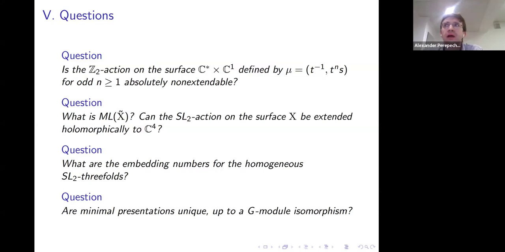Maybe an observation: this Z2 action defined by t to the power -1, t to the power n s, the first question, it looks like it comes from the Hirzebruch surface, like an evolution of the Hirzebruch surface. Isn't it? I don't know. I mean, it very well might be. I'm not sure.